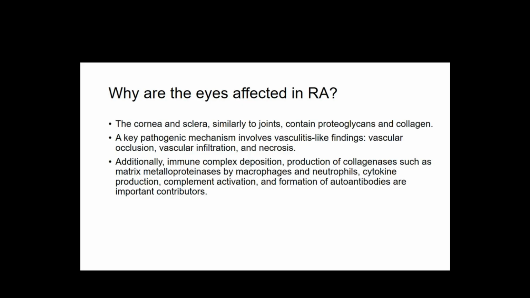So what pathological mechanisms are involved? The most important one probably is systemic vasculitis, leading to corneal and scleral melting and necrosis, but also other autoimmune mechanisms like production of different collagenases, mainly matrix metalloproteinases, leading to corneal and scleral melting, and also deposition of immune complexes is very important, and that's why the proximity of blood vessels is important for the development of this disease.